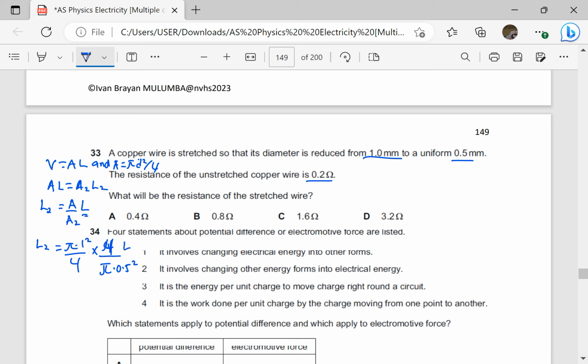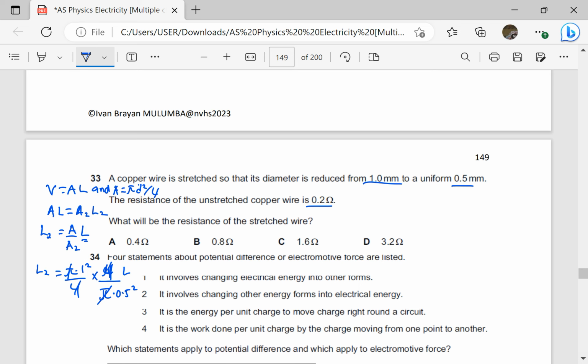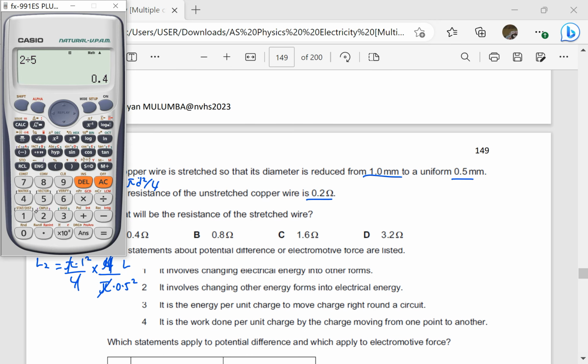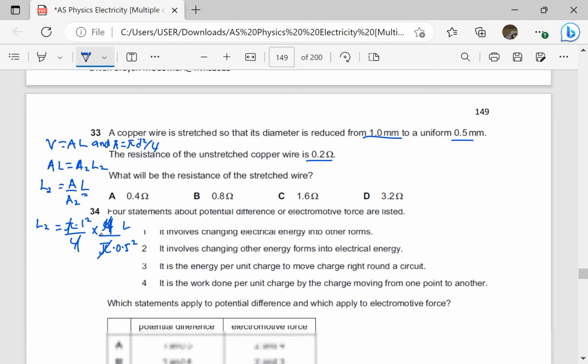So I wanted you to see that pi cancels, 4 cancels. And if those cancel, you remain with 1 over 0.5 squared, which is 4. 1 divided by 0.5 squared, that is 4. So L2 is going to be 4L. L2 is going to be 4 times L. So the length of the new wire is going to be 4 times the original length.